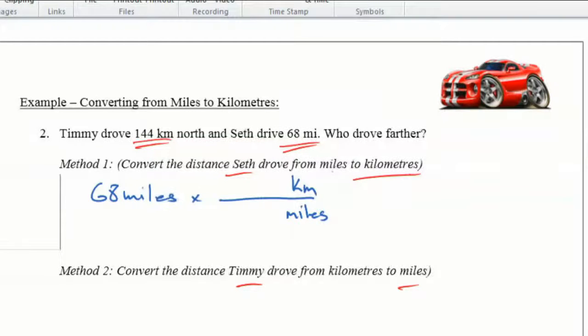I'm going to go to my formula sheet at the very top, unit conversions, and figure out the relationship between miles and kilometers. So again, right off my formula sheet, I'll just write this over here on the side, because we're going to use it for both parts. 1 mile is approximately equal to 1.609 kilometers.